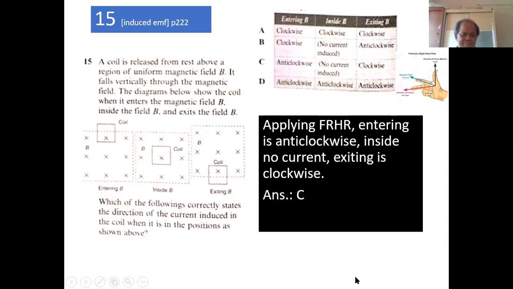Your thumb is moving down, going downwards there. Your B is into the page. The field is going into the page. So the current is going to the right. Thumb going down is the motion, field going in, so the current is going to the right. You're looking at this part there.